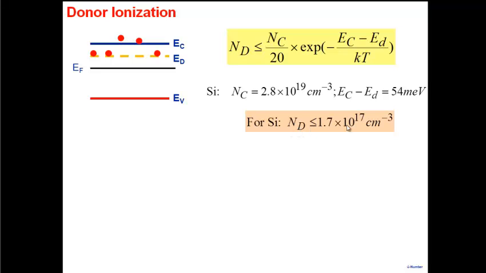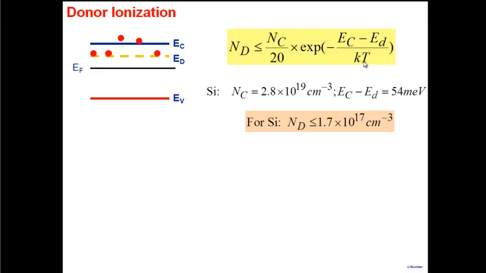All of them will ionize. Otherwise, a significant fraction will not ionize, and then you have to, as I said, do some more accurate calculations to figure out how many are ionized and how many are not ionized. Okay. Now, as I said, this depends on the temperature also.